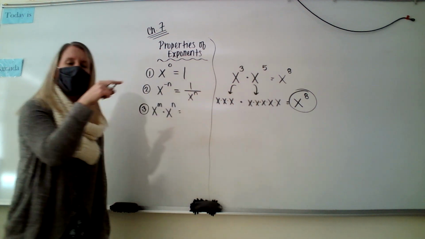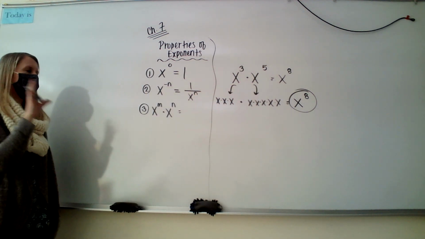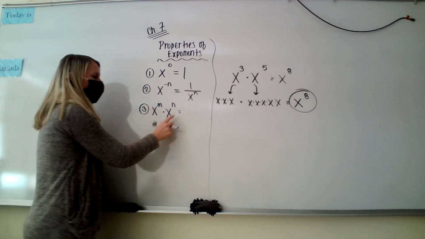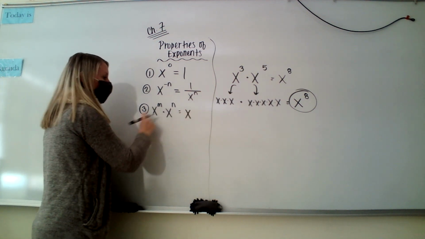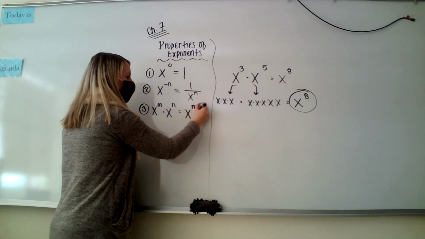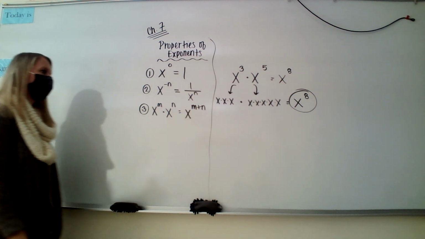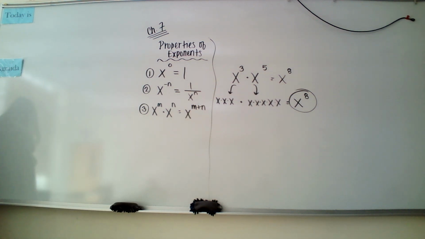So you can't combine an x and a y. They have to be the same base. So when you combine them, you keep the base and you add the exponents. And that's our 3rd rule. So we're just gonna do maybe 2 or 3 problems and then we'll wrap it up.